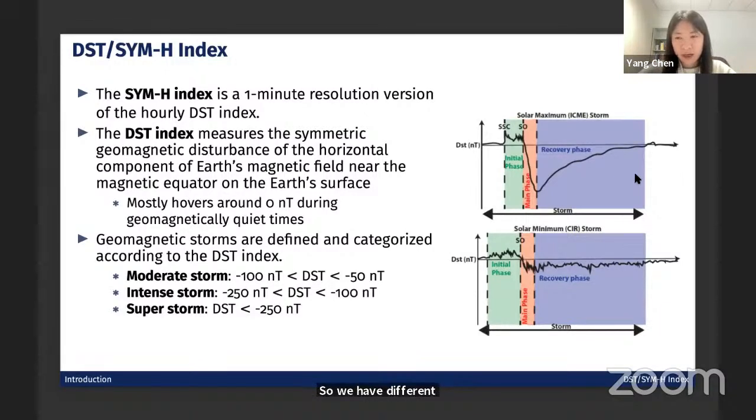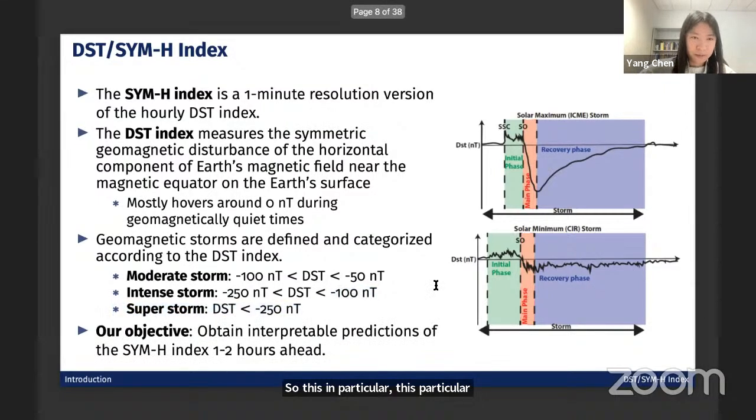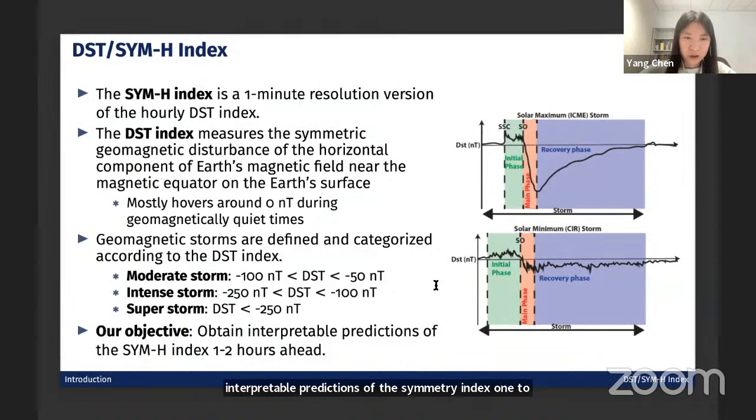At solar maximum, we have the ICME storms, which are featured by super abrupt changes and very extreme Dst values. And we also have the solar minimum CIR storms. So in this particular work, we focus on Dst index smaller than -100. So our objective for this work is to obtain interpretable predictions of the Sym-H index 1 to 2 hours ahead of time using a data-driven approach. And then we also try to interpret our results.